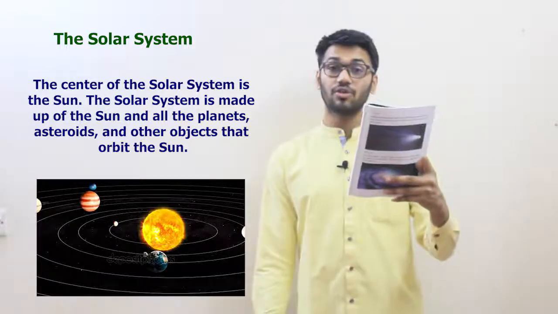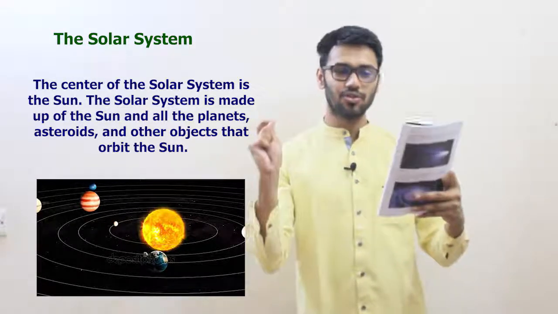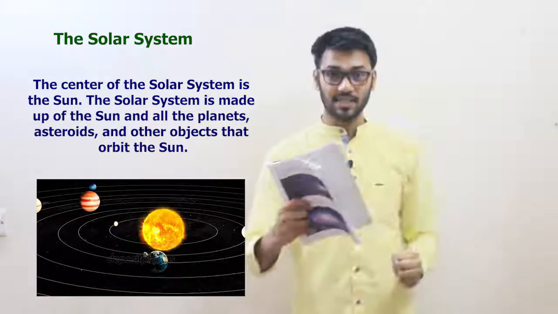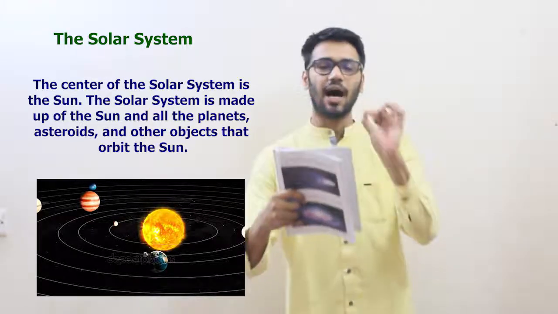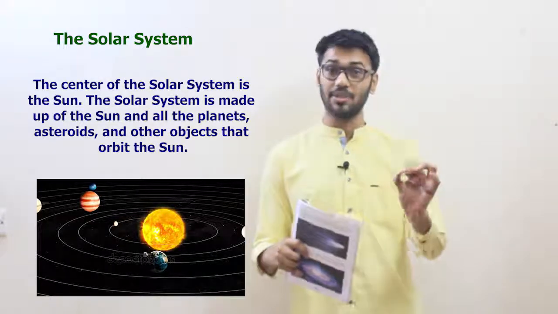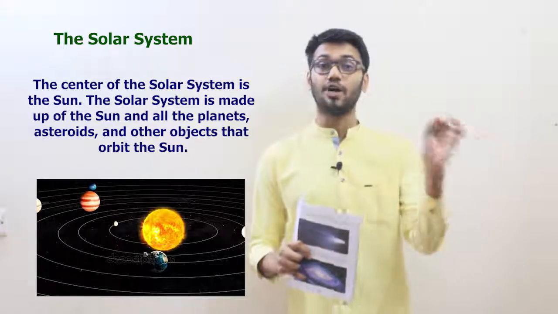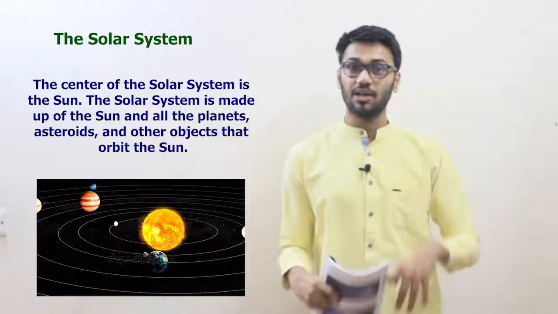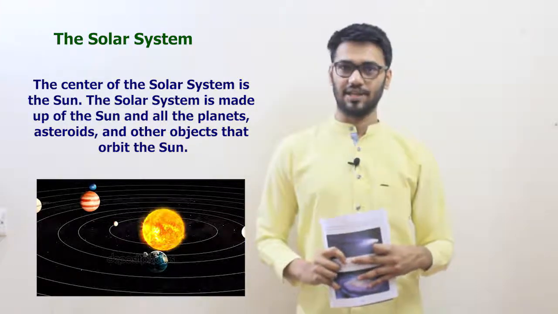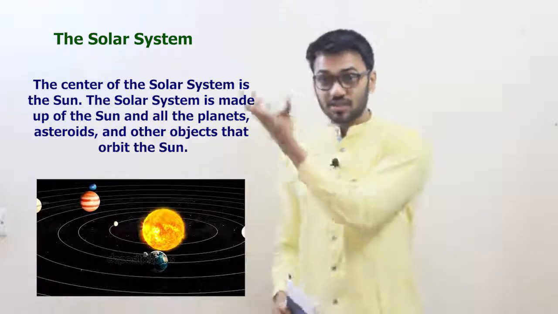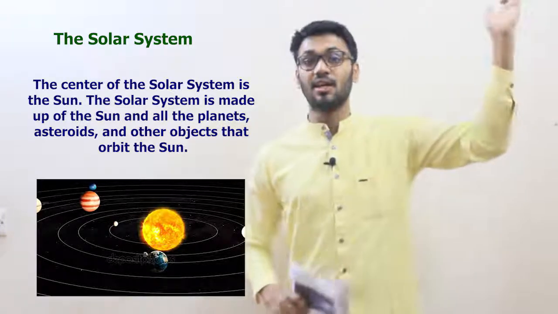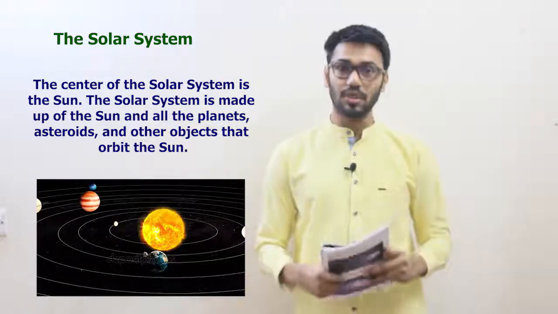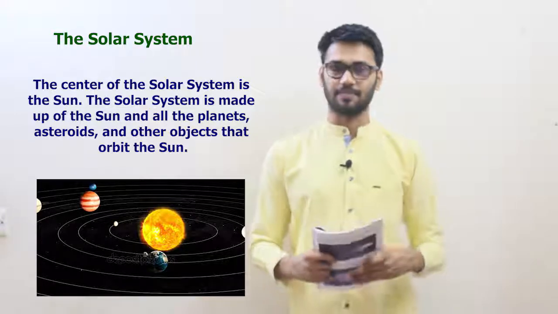Let's just read through. The center of the solar system is the sun. The solar system is made up of the sun, all other planets, asteroids, and other objects that orbit the sun. This is how you read it, but you explain it differently. So give them a picture. This is the sun and the rest of the planets are there and they are orbiting the sun. That's what we call a solar system.